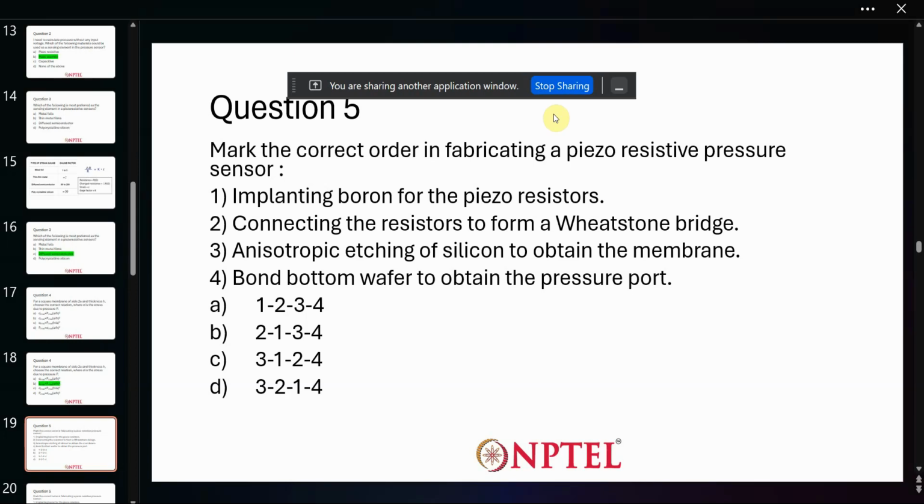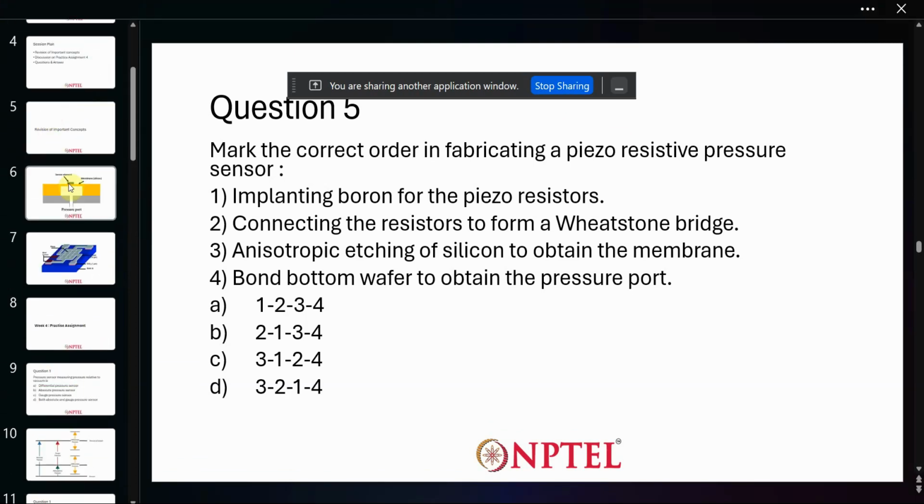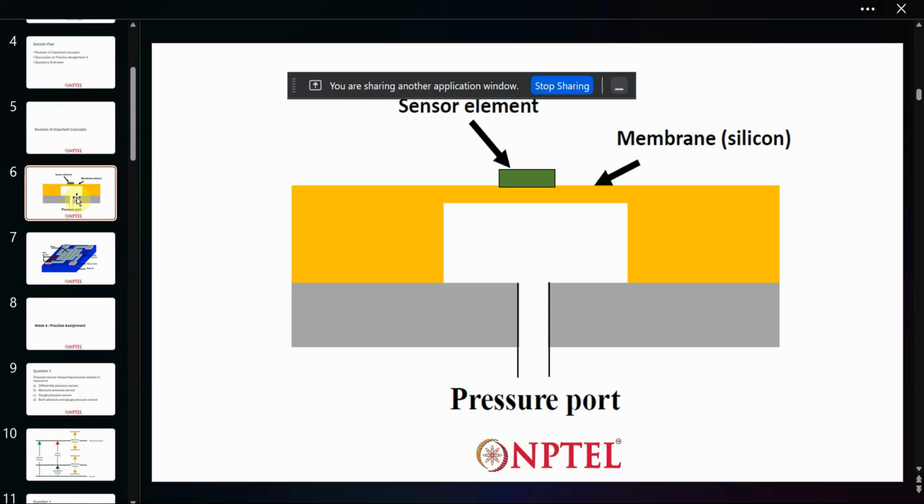This is how the device actually looks. You have a bottom plate, which here is in gray. Then we have the silicon membrane, which is in yellow, and then we have the sensor element. As I said earlier, the main point for anything is the silicon membrane. The silicon membrane is the major thing.